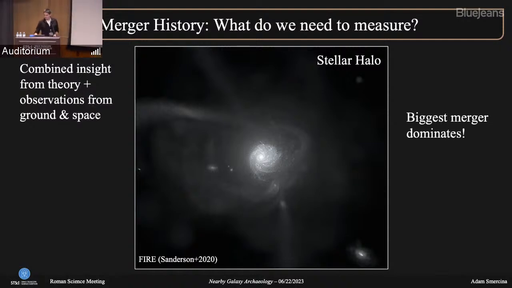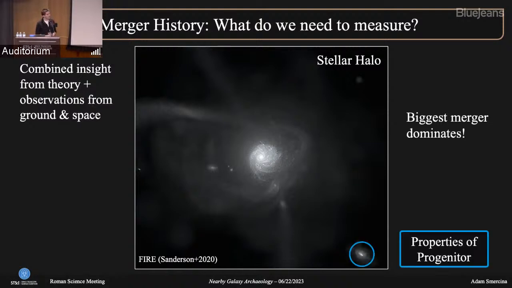that you're able to measure. And so, what can we then learn about these dominant mergers from these stellar halo measurements? The first thing that we need to know is the properties of the progenitor galaxy, and we get this from measuring the properties of the accreted stars in the halo.